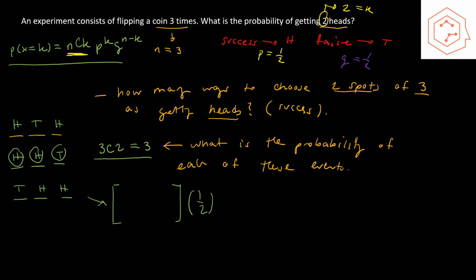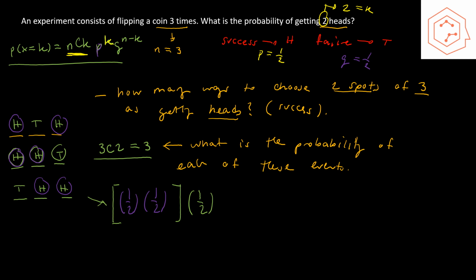The probability of our success is 1/2 multiplied by 1/2. The probability of our failure is also 1/2. It's the same for all of our trials because we get 2 heads in each one. So we multiply the success twice. That's why we have p to the power of k.